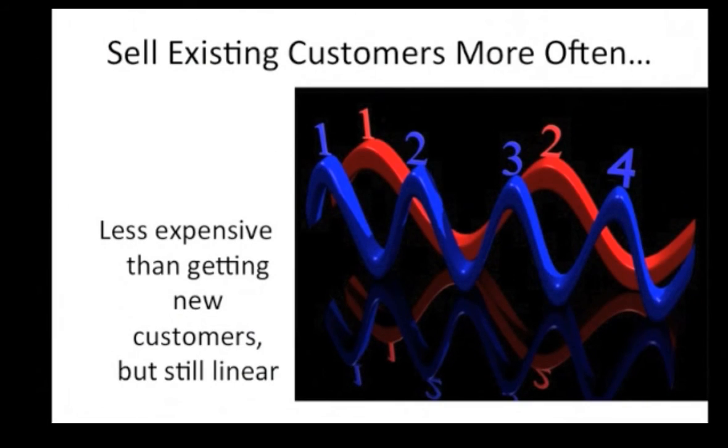Now, the other thing you can do is sell to your existing customers more often. This is a lot less expensive than getting new customers, but it's still linear, meaning if you have 100 customers and you get them to come back twice as often, you've still doubled the volume of transactions that you do. However, you do have the benefit of being able to invite only customers you like back to do business with you more often. Whereas a new customer, when you go and get them, you usually don't know if they're going to be a good or bad customer until it's too late or until they're inside your door.